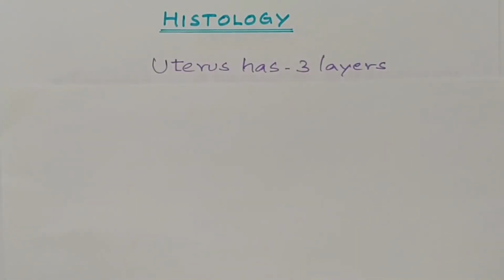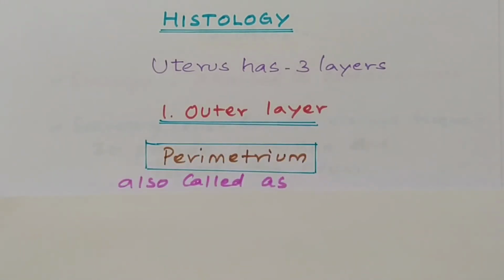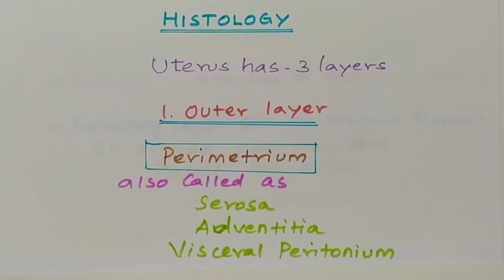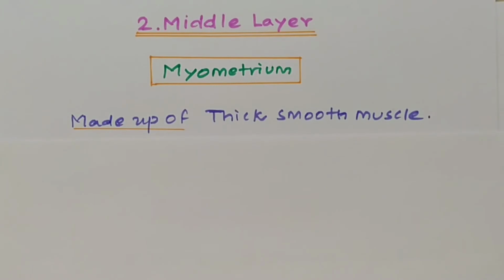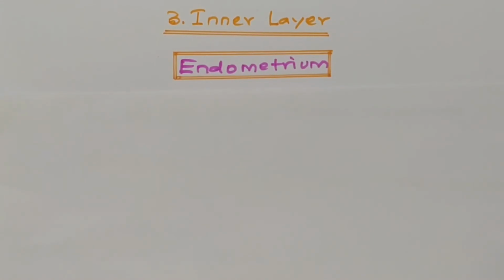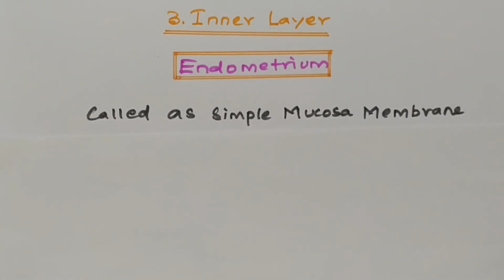Histology of uterus is the study of the types of tissues in the uterine wall. The uterus has three layers. The outer layer is termed perimetrium, also called serosa, adventitia, visceral peritoneum. The middle layer is commonly called myometrium. It's made up of thick smooth muscle as well as connective tissues. The innermost layer is endometrium, also called mucosa membrane.